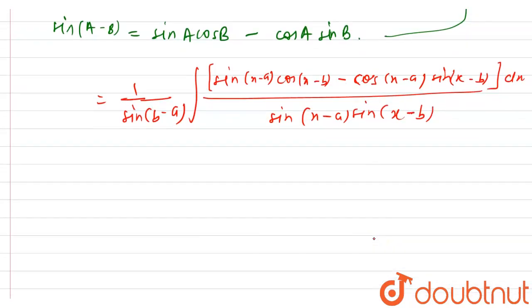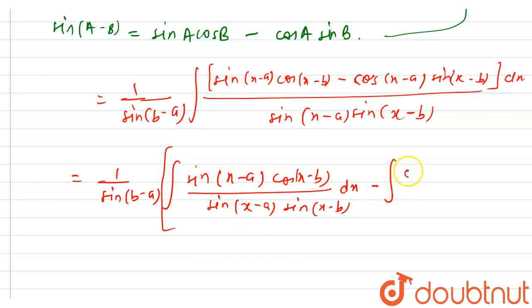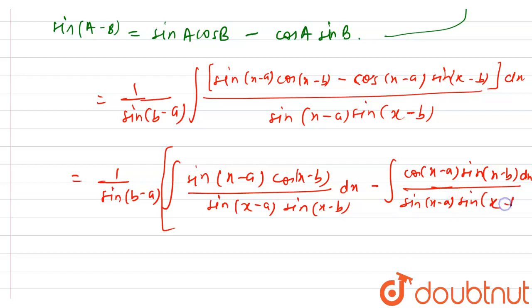Okay, now here 1 over sin(b − a), I'm going to separate the terms in the numerator over the denominator, so it will be the integral of sin(x − a) cos(x − b) over sin(x − a) sin(x − b) dx, minus the integral of cos(x − a) sin(x − b) dx over sin(x − a) sin(x − b).